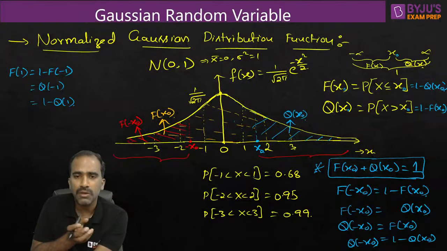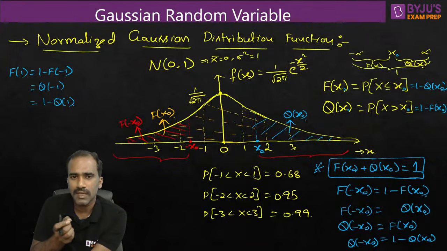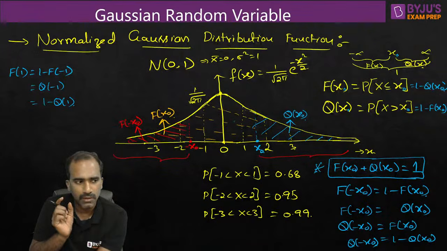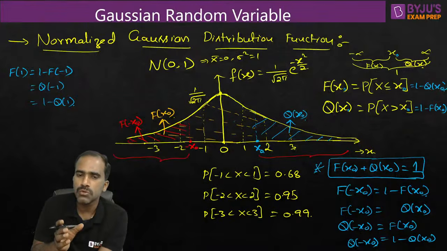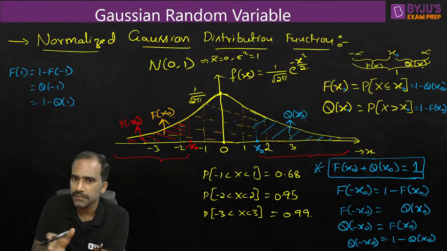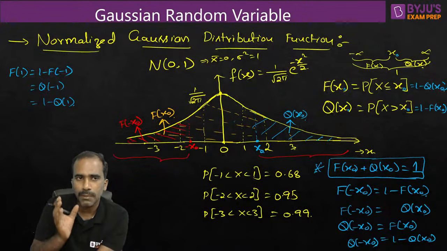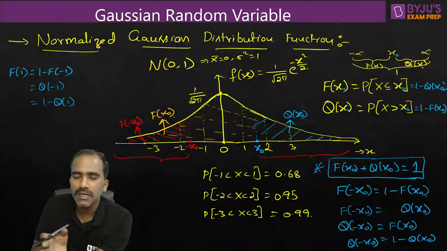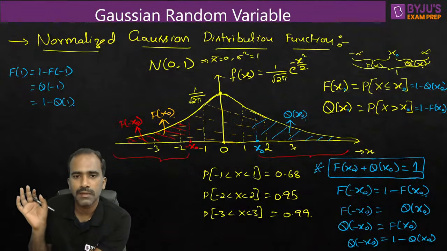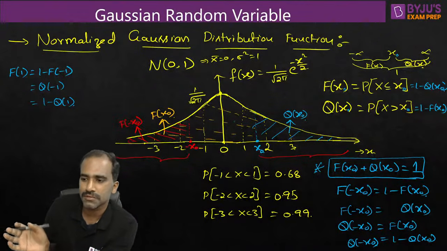If you're not confident of any particular thing, just go through the class again. If you are not confident of a particular part, just go through that part of the class again and again till you get the confidence. This topic is tricky, but once you understand, you will admire it. So that is the beauty of Gaussian distribution.